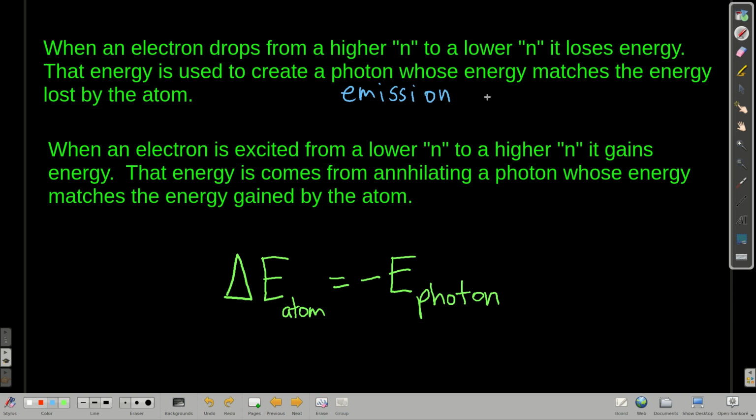An emission spectra we can talk about. On the other hand, we can also excite an electron in an atom from a lower n to a higher n. It has to gain energy to do that. And where that energy comes from is by annihilating a photon, by absorbing it. When that photon hits that atom, the photon is annihilated, and the energy of that photon goes into exciting an electron in that atom from a low n to a high n. This is called absorption.